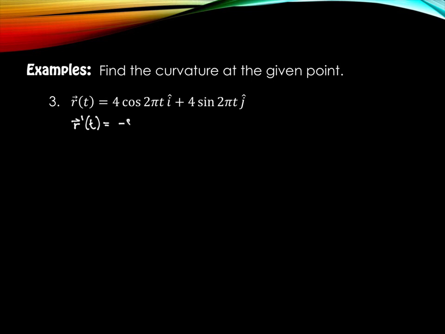Negative 8 pi sine of 2 pi t. Yeah, you got it. Okay, negative 8 pi sine 2 pi t i. How about the other half? 8 pi cosine 2 pi t j. Do you notice there's something missing from this one that the other one had, besides the fact that there's not a k? What else is missing?